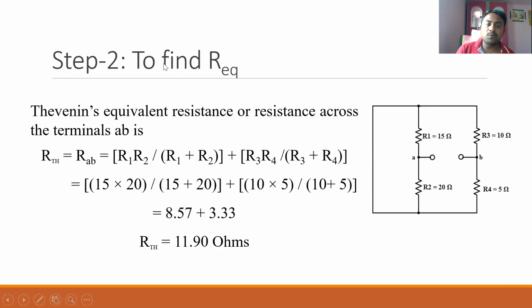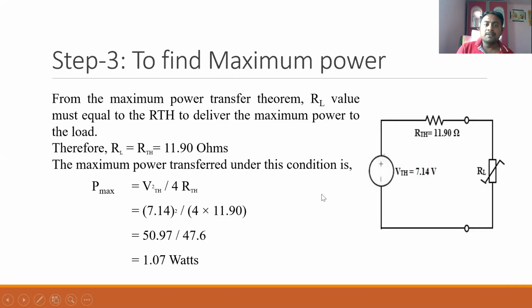In step 2, we have to find the equivalent resistance. To find the equivalent resistance, we have to make all the sources inactive. In our case, a 30 volt voltage source is present, which doesn't have any internal resistance, so we make it a short circuit. From this part, these two resistances are in parallel, and these two are in parallel. By using the parallel formula, R1 R2 by R1 plus R2 and R3 R4 by R3 plus R4, we get the equivalent resistance as shown here.